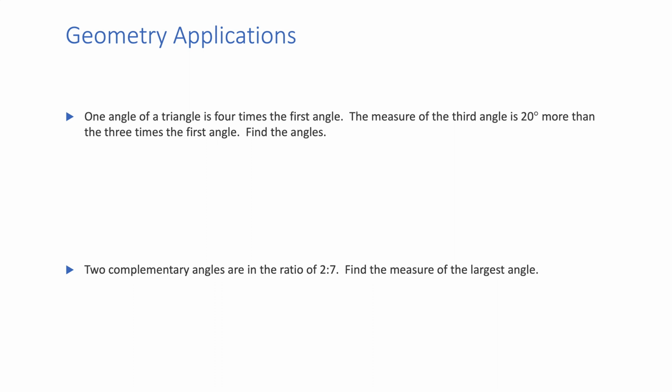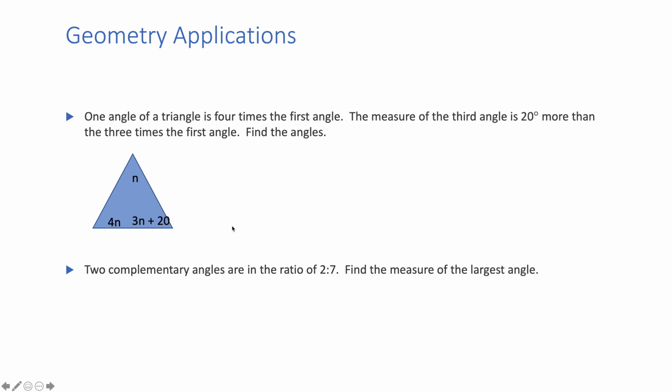All right. So, one angle of a triangle is 4 times the first angle. The measure of the third angle is 20 more than 3 times the first angle. Find the angles. Always like to draw that diagram. Here's my first angle. And then it says the next angle is 4 times the first angle. And then it says the third is 20 more than 3 times the first angle.